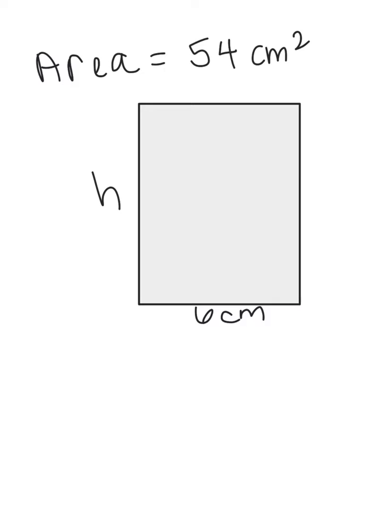So our first example, we have a rectangle, and it says that the area is 54 centimeters squared. We have a base of 6 centimeters, and we are solving for the height. So I know that the formula for area of a rectangle is base times height. And I'm just going to plug in what I have. So the area is 54. The base is 6. And we are solving for the height.